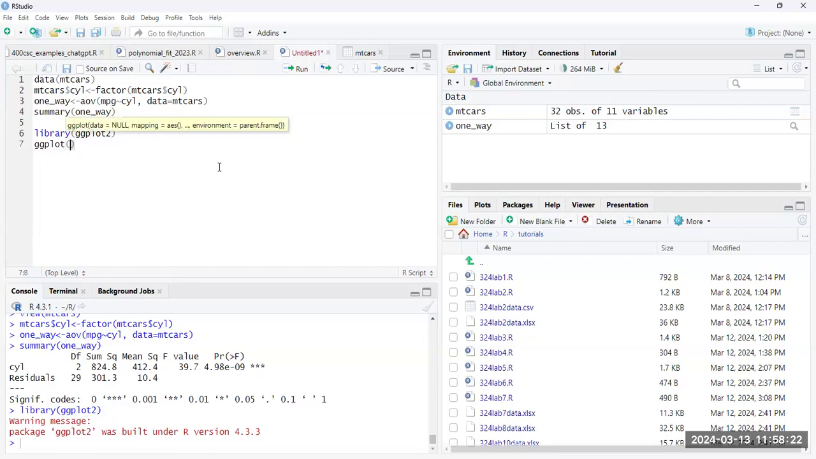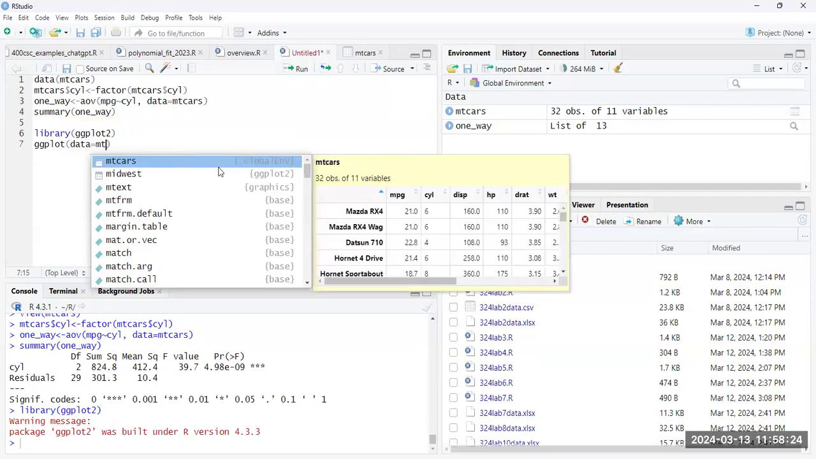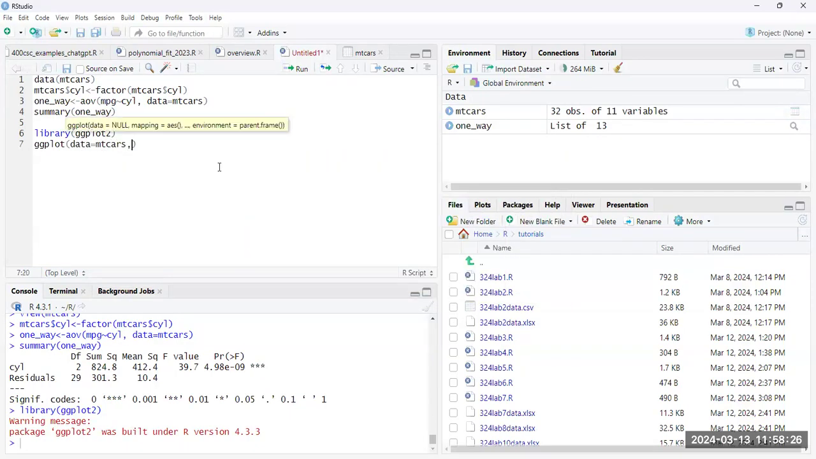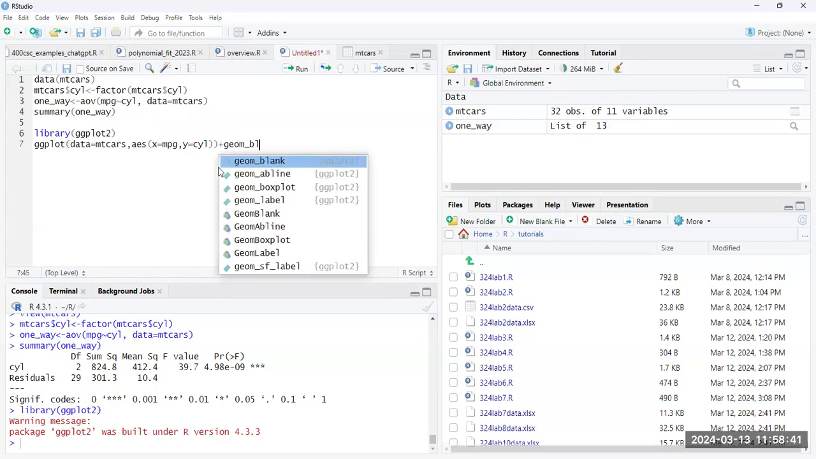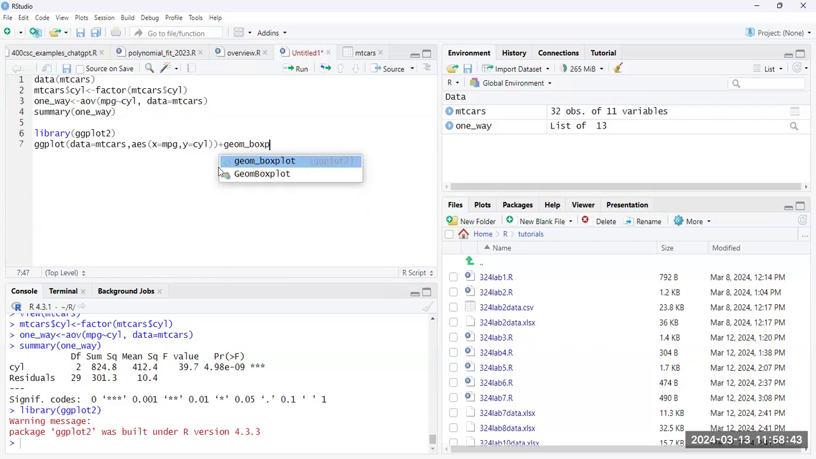ggplot. Data is mtcars. What do we want to plot? X is MPG. Y is cylinders. And we're going to do a geom box plot. Oops, I can't spell.